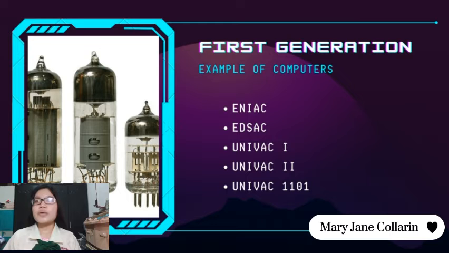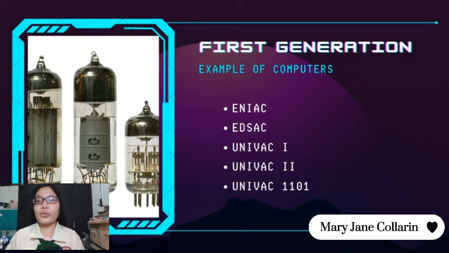UNIVAC 2 was an improvement on the UNIVAC 1, first delivered in 1958. UNIVAC 1101 or ERA 1101 was a computer system designed and built by Engineering Research Associates in the early 1950s.